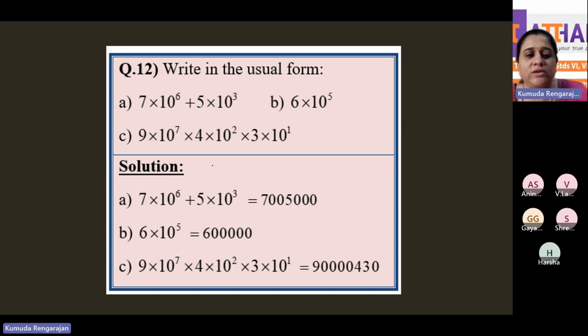So similarly, the last one, in the place value 10 to the power 7, we have the digit 9. 10 to the power 6, 0. 10 to the power 5, 0. 10 to the power 4, 0. 10 to the power 3, 0. 10 to the power 2, we have 4. 10 to the power 1, we have 3. Then 10 to the power 0, you don't have anything here, so 0.